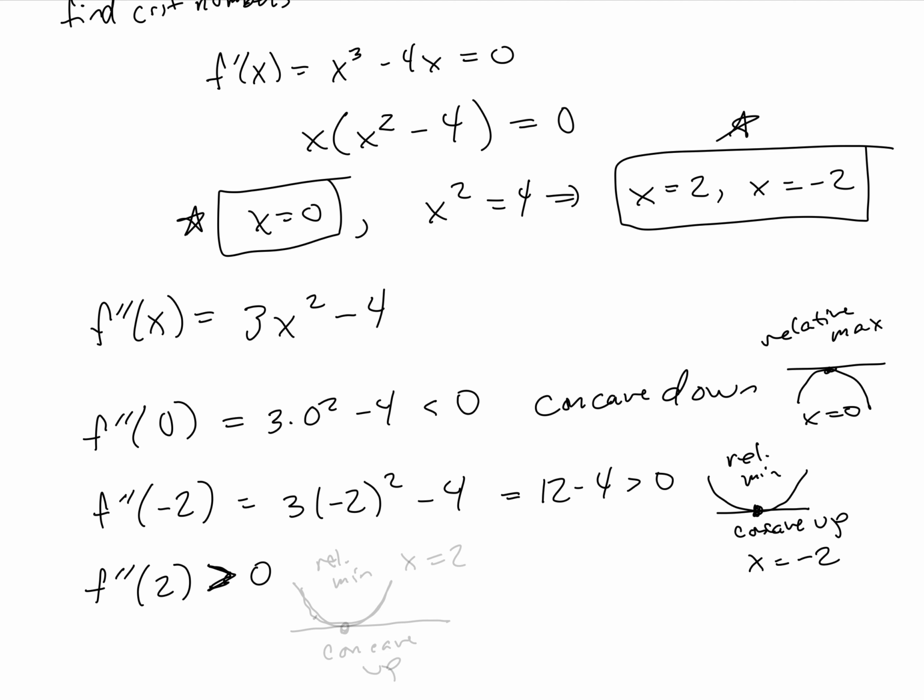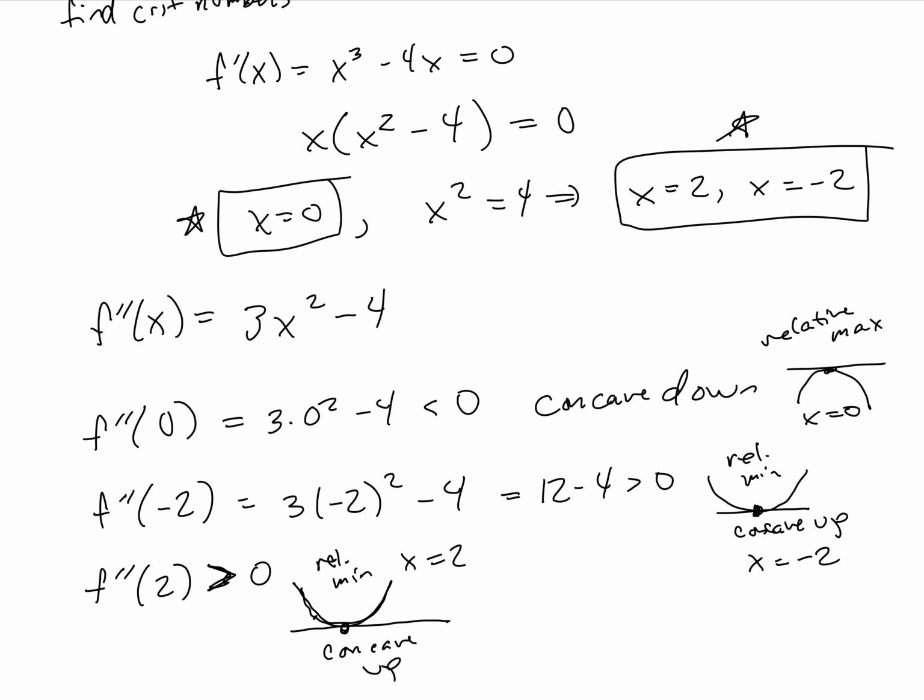And f double prime of 2, the second derivative at x equals 2, is also positive. So positive, concave up, holds water. The tangent line is below the curve. So this is concave up. And again, according to the second derivative test, that means we're going to have a relative minimum at x equals 2.